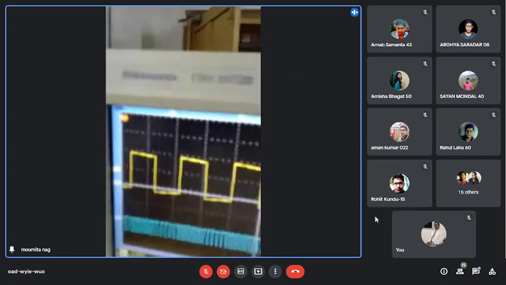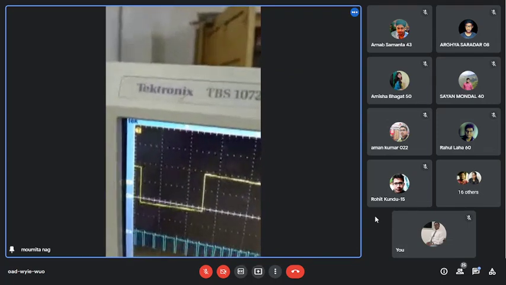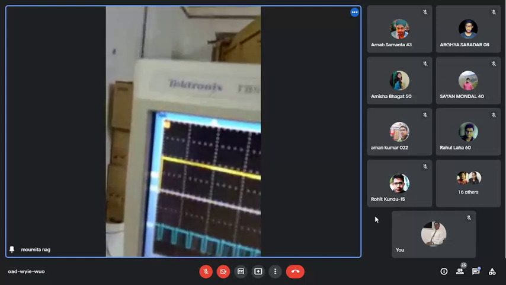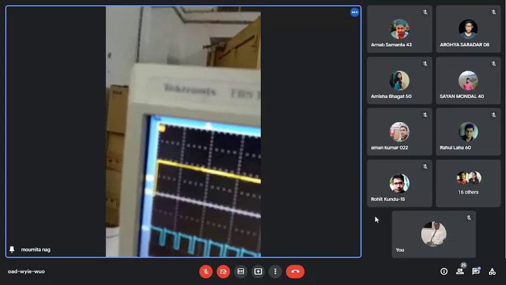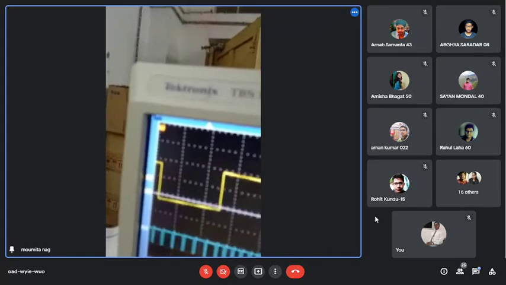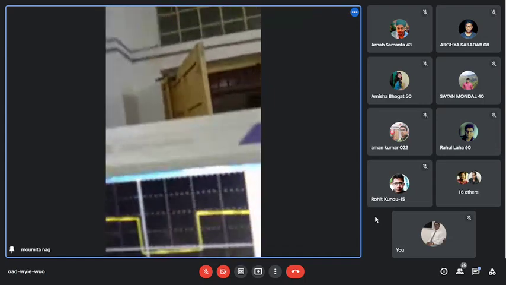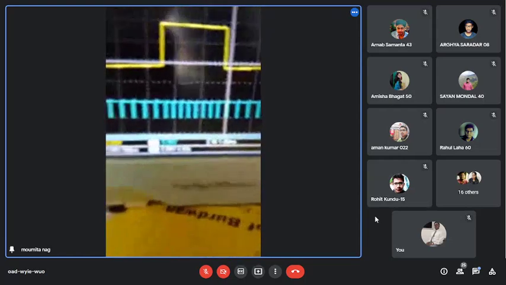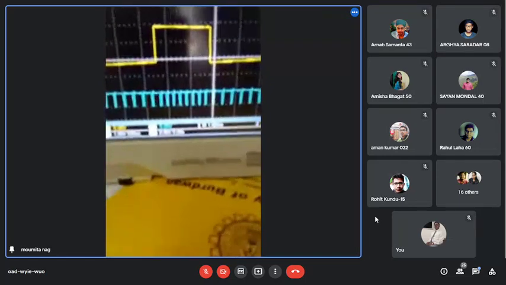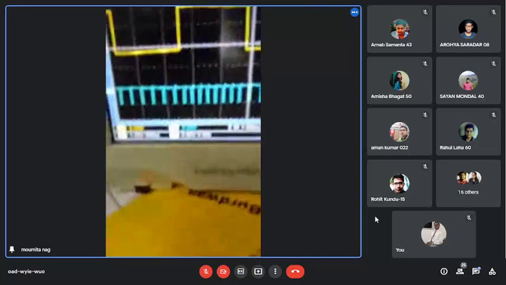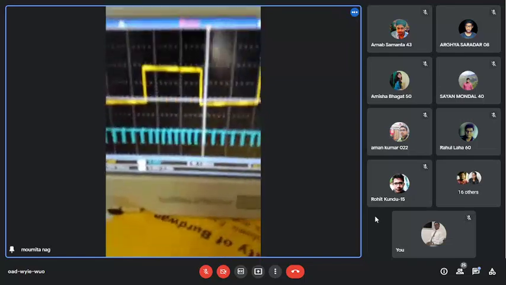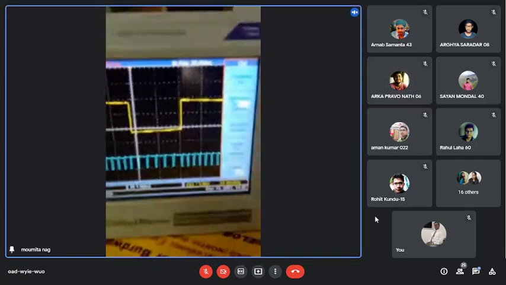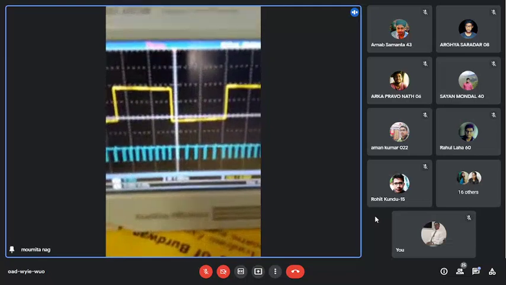So draw this signal according to the message signal. Draw the FSK output. One minute. Can you see the waveform? All of you, can you see? Draw the message signal and the output. Draw the FSK output with respect to the message signal.